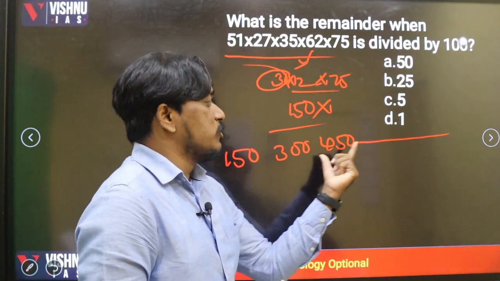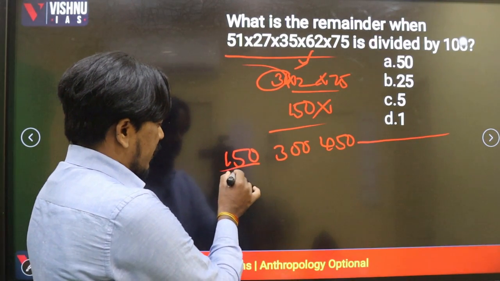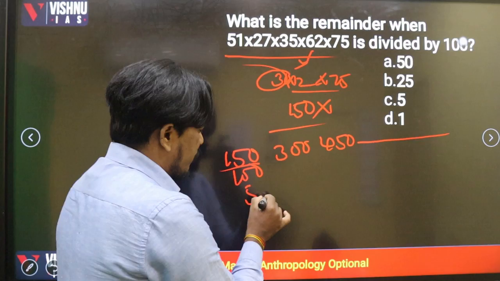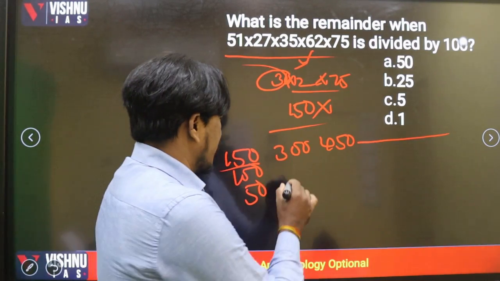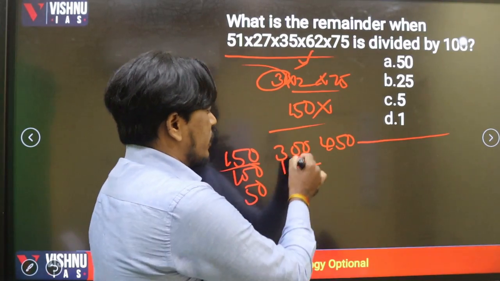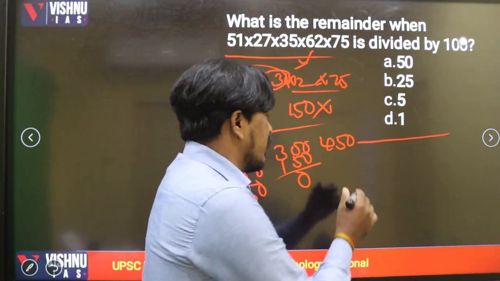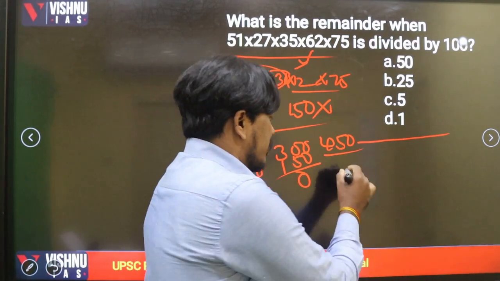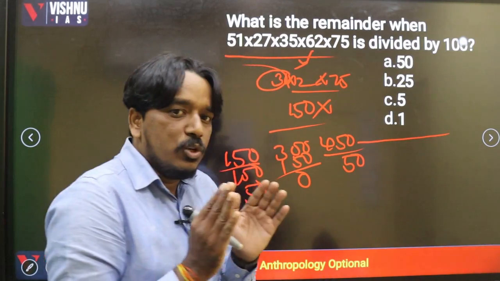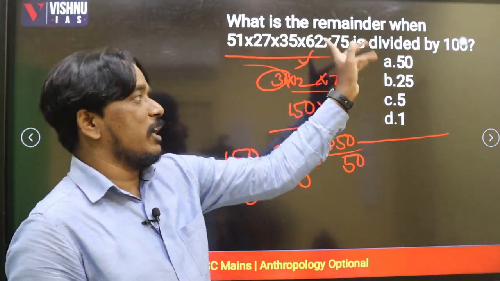If you observe 150 2 times, 3 times, 4 times, 5 times, if you divide with 100, what is the remainder here? In this situation we are getting remainder 50 only. In the next case, what remainder are we getting? If you take 150 two times, it cancels, 0 is the final remainder. If you take 3 times, you will get 50 again. Either you will get 0 or 50 as the remainder for this particular product.